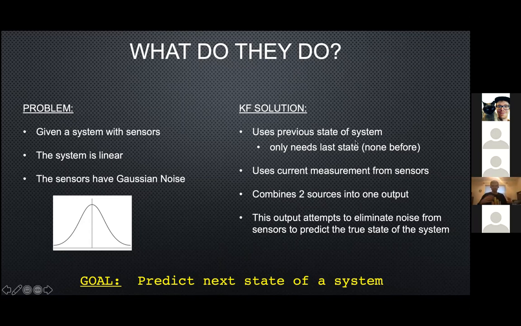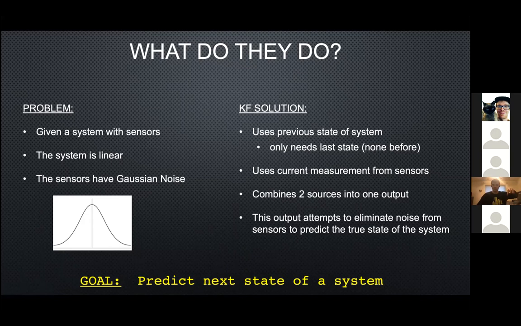The Kalman filter's proposed solution is actually kind of cool. It uses the previous state of the system. So basically, hey, this bird's flying this way. Where was the bird just recently? Okay, so I only need the last state. I don't need all the ones before, which saves a lot of memory, which is great.